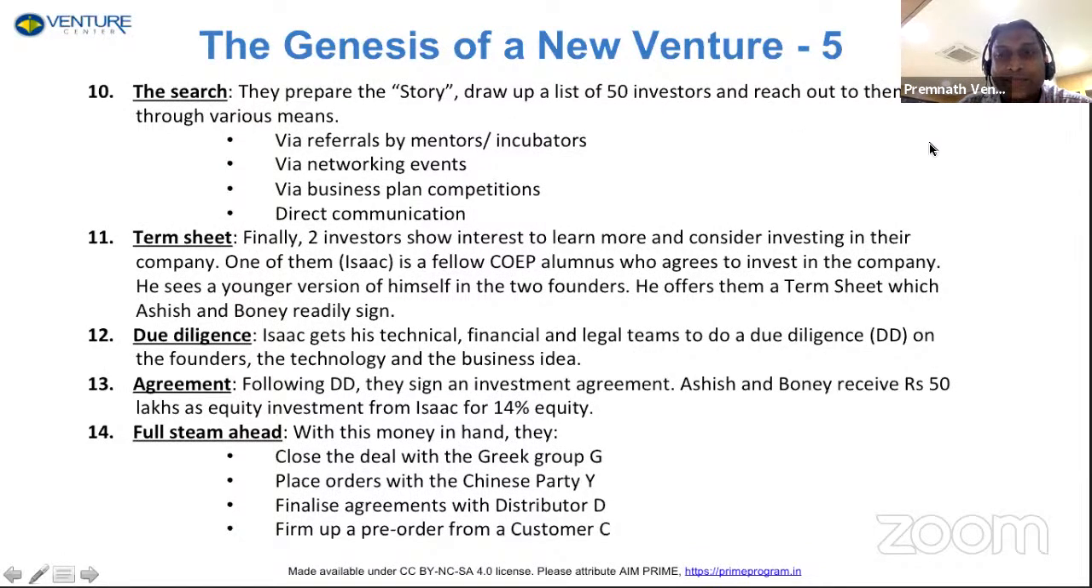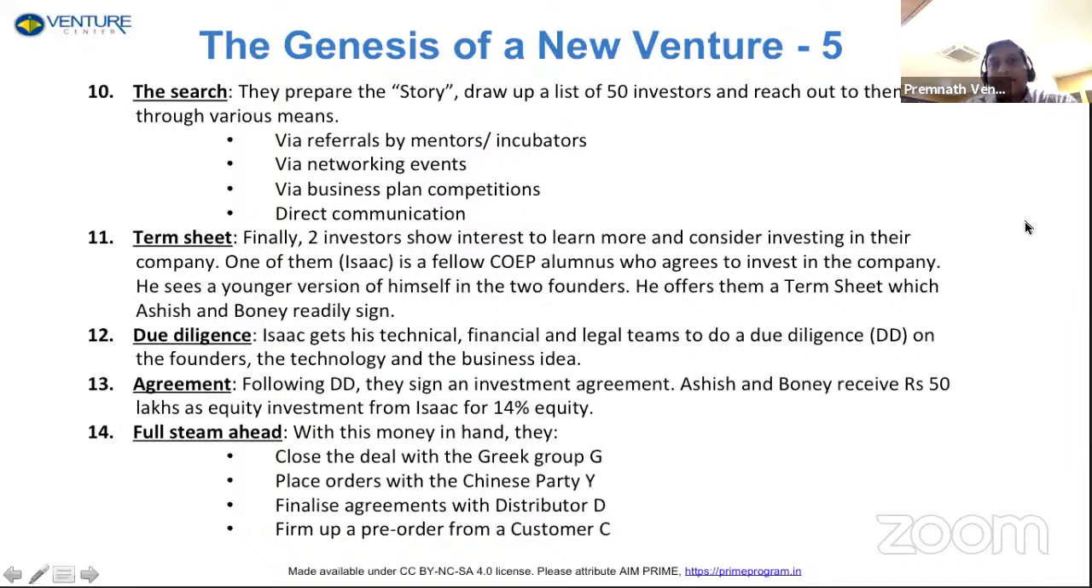Okay, at this stage, they prepare the storyline, which by the way, I've asked all of you to do as well. They draw up a list of 50 investors and reach out to them through various means, right? The top things, they use their referrals from mentors and incubators. They use networking events. They visit a few networking events quickly, which Shoma points them to. They go to some business plan competitions and with some direct communication. After they line up 50 and write to them, 2 of them show interest. Okay, 2 investors show interest to learn more and consider investing in the company.